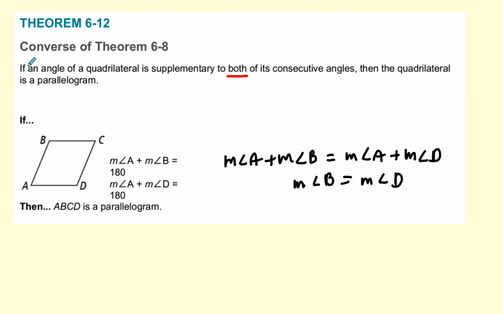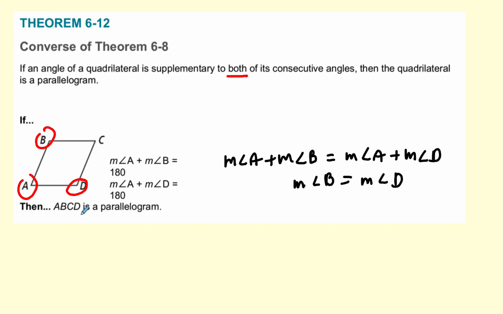So now this is going to be a theorem. If an angle of a quad is supplementary to both of its consecutive angles, then the quad is a parallelogram. So if these two right here add up to 180, and if angle A and angle G add up to 180, we are going to get parallel lines.